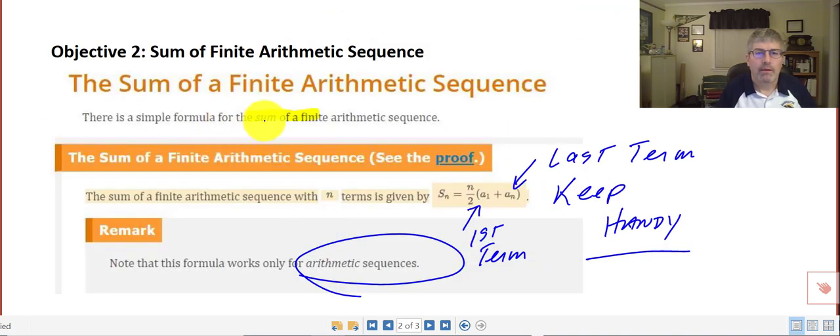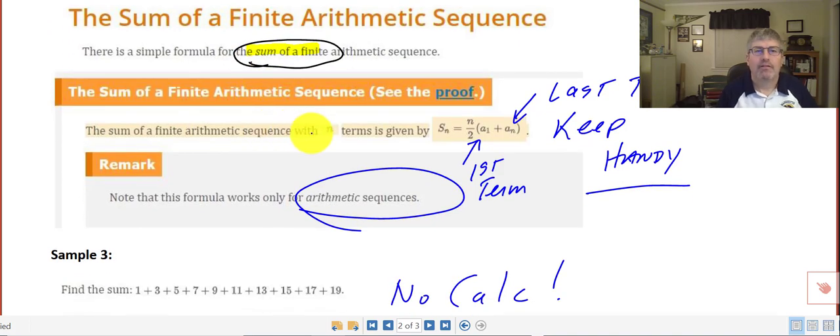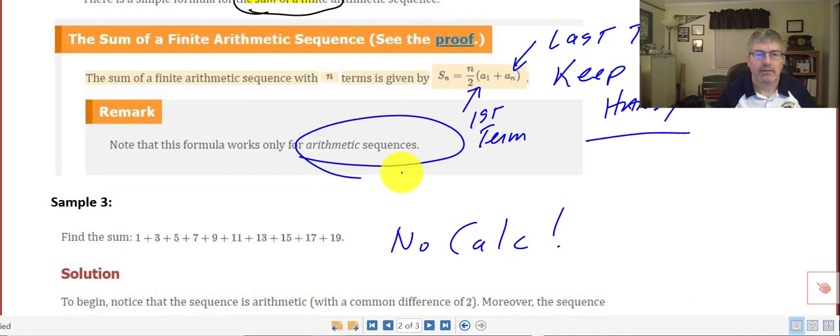Objective 2, here we want to find the sum of a finite arithmetic sequence, adding up all the terms in that sequence. The sum of a finite arithmetic sequence with n terms is given by this formula. S sub n, or the sum, equals n, the number of terms, all over 2, times the first term added to the last term. And this only works for arithmetic sequences.